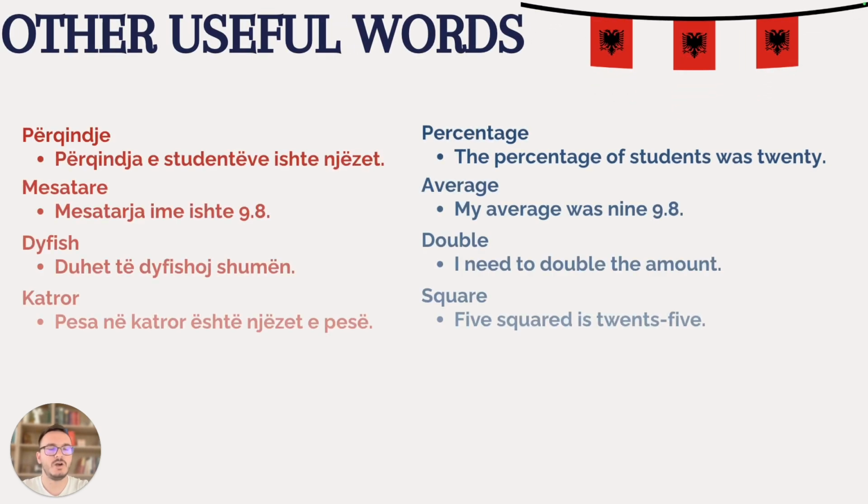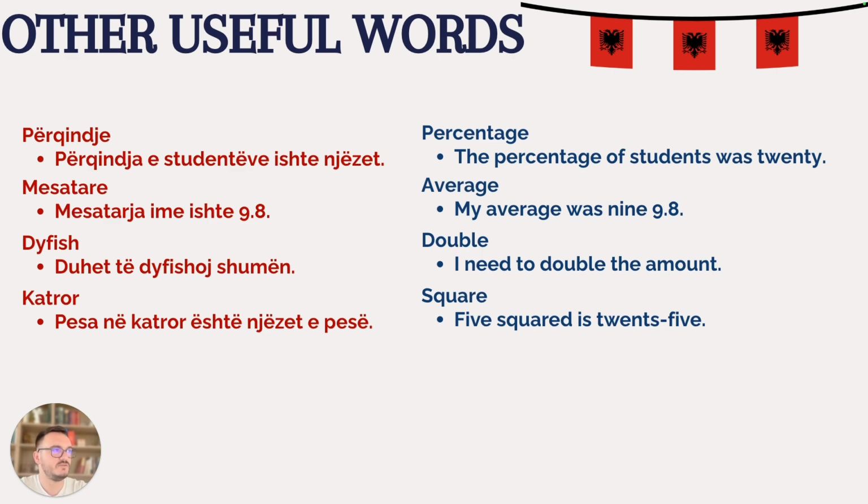Now we have some other useful words like përqindje, which means percentage. Përqindja e studentëve ishte 20. The percentage of students was 20.